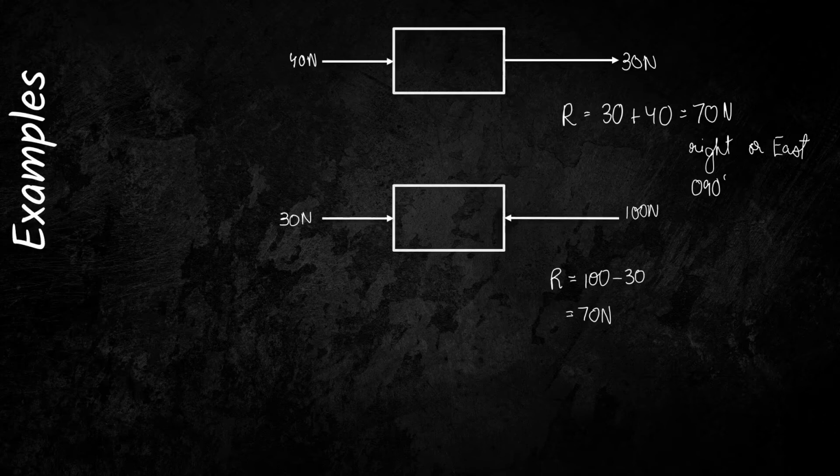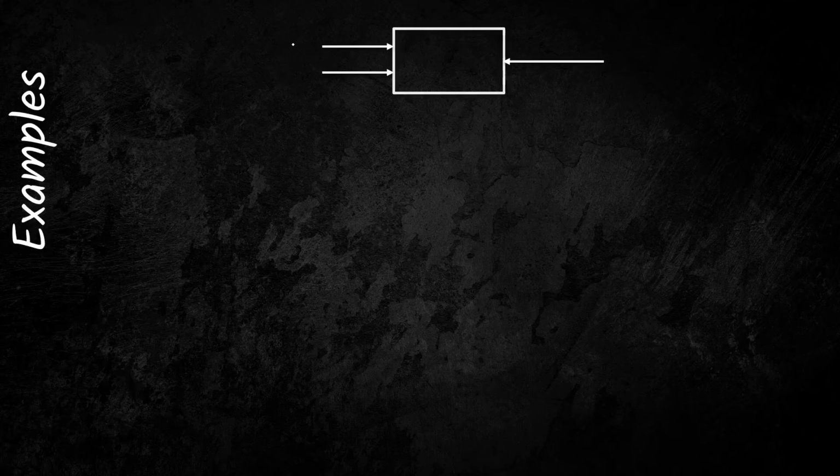So the direction of the resultant vector is what? Again, like we discussed, the direction of the resultant will be in the direction of the larger vector, which in this case is 100 Newtons. The larger vector is towards the left or in the west, so the direction of the 70 Newton vector will also be in the left direction. You could say it's towards the west, or you could say it's bearing 270. Either one is fine.